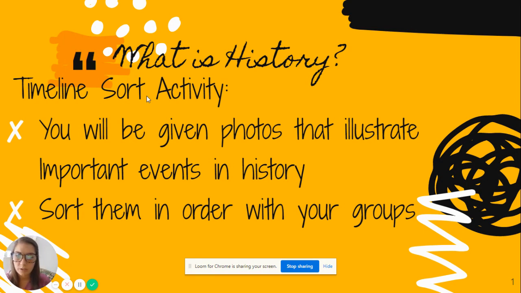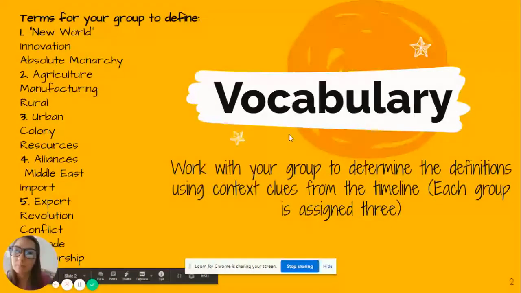You are going to sort the picture to the event that it represents. So I'll be giving you a timeline that has photos on it that illustrate these important events, and you'll sort them in order. We are going to do this in breakout rooms, but if for some reason you're not in class, then you won't have access to your group members' knowledge.